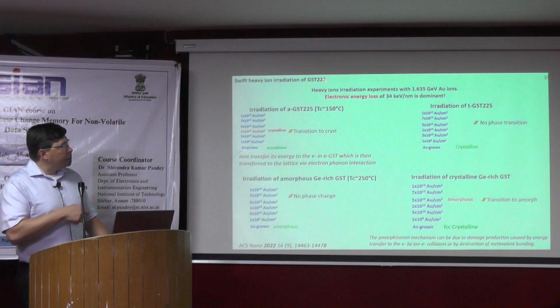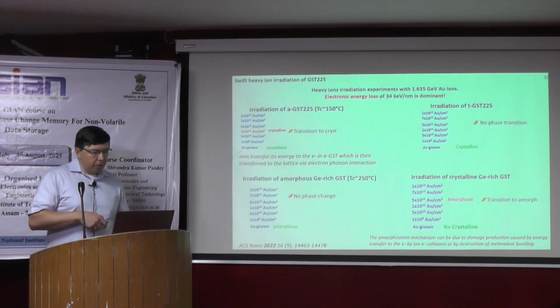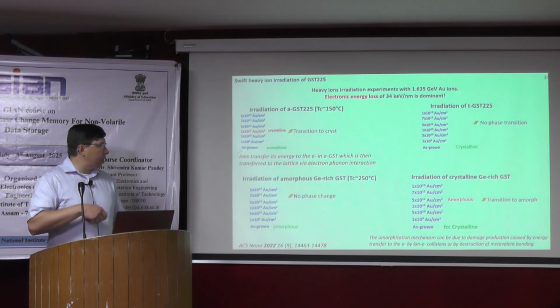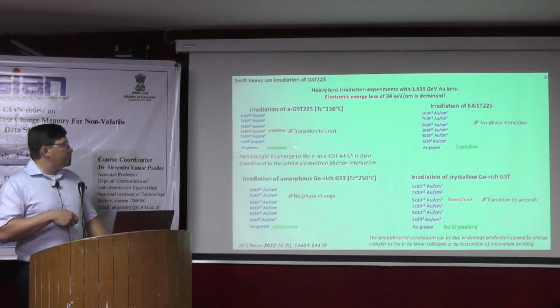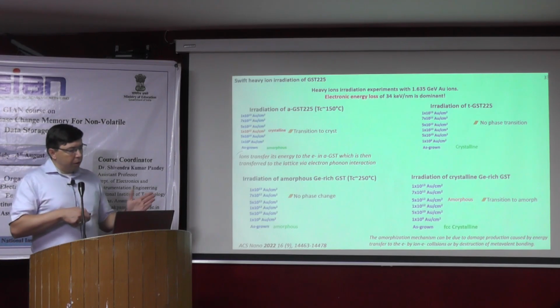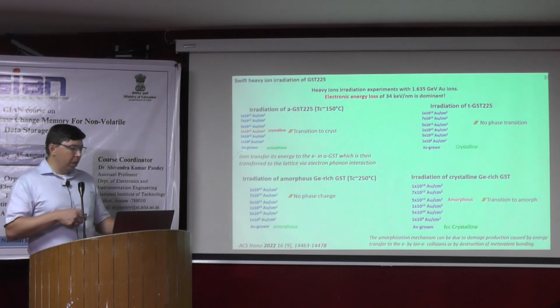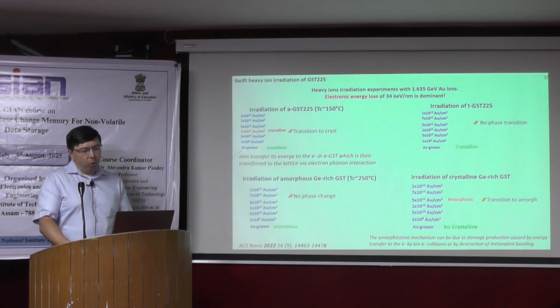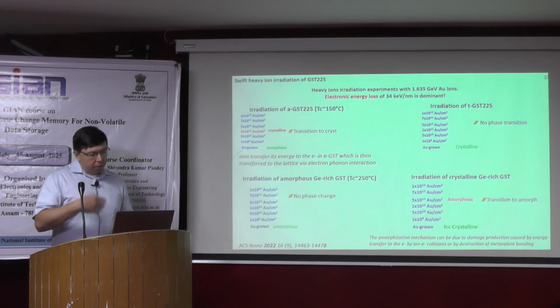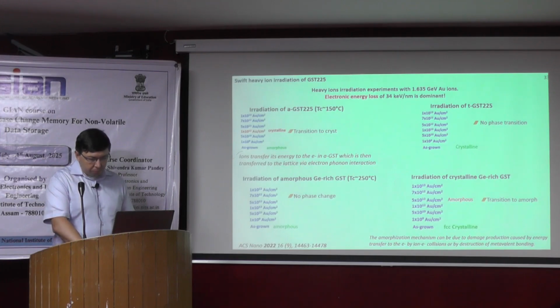So what does this energetic loss do to the structures? Here, if we consider amorphous material, in ion implantation the ions transfer the energy to the electron system of the GST, and then this energy is transferred to the lattice via electron-phonon interaction, and then the system locally heats up and transforms to the crystalline state. This model is the so-called spike model.